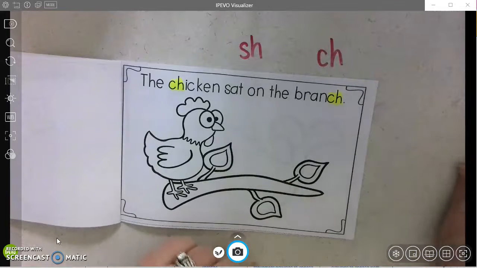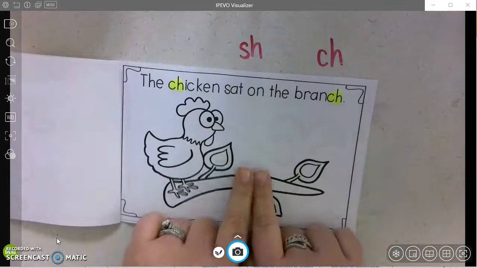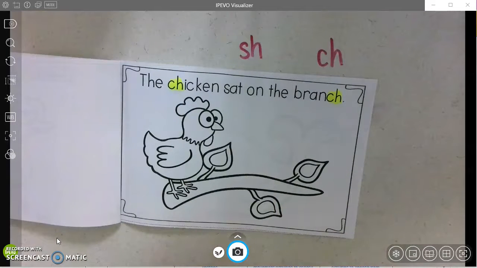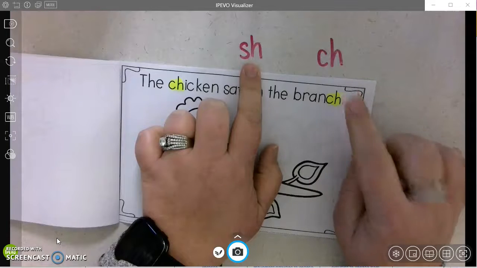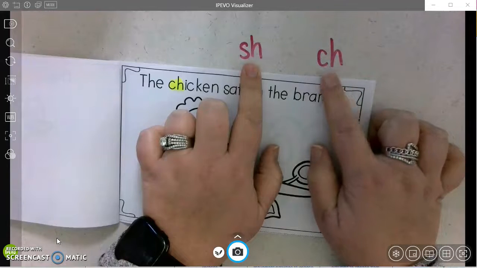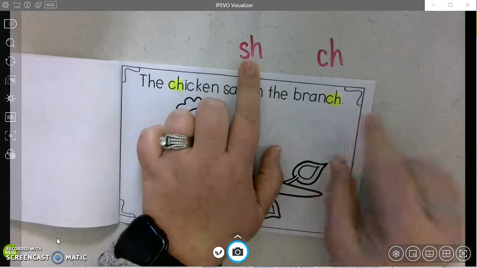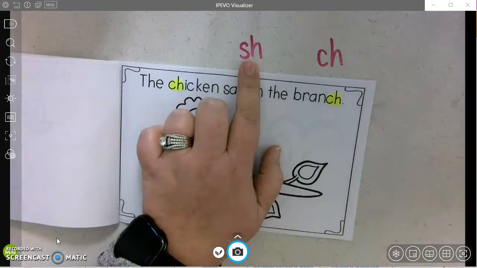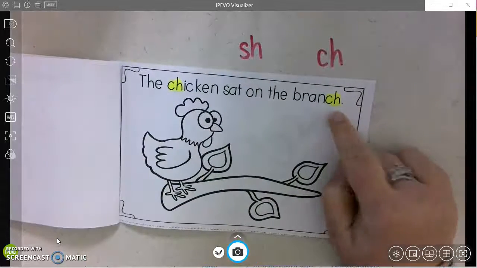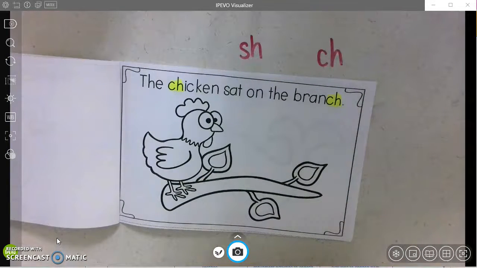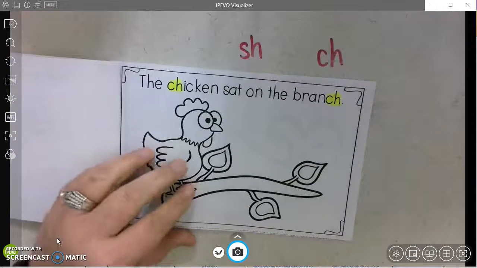CH. Now remember, digraphs, it doesn't matter if they're at the beginning, at the end, or in the middle of a word. Whenever we see them, those two letters together, they always will say this sound. So SH, no matter if it's at the beginning, at the end, or in the middle, it will always say shh. CH at the beginning, at the end, or in the middle, it will always say ch, chicken, branch. Okay.